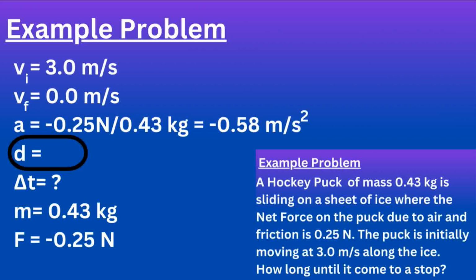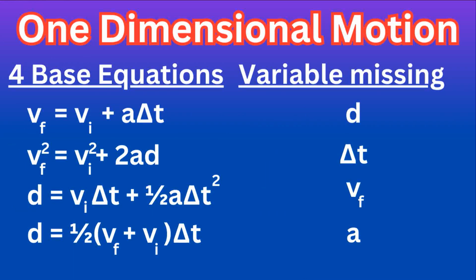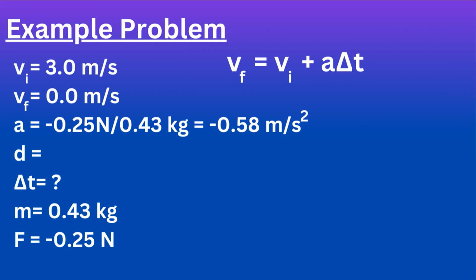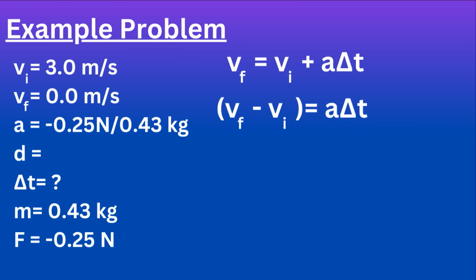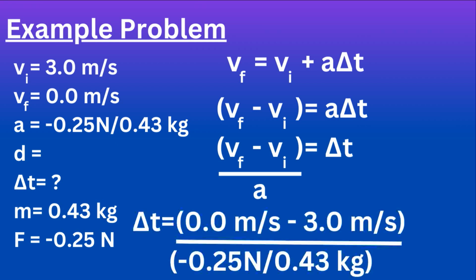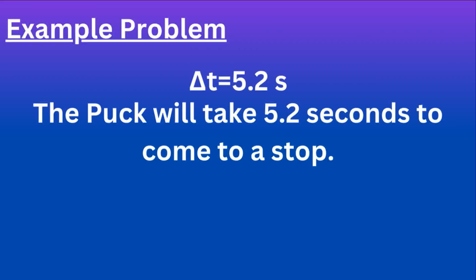When we look at our 4 equations, the equation we're going to look at is vf equals vi plus a delta t. Doing a little bit of algebra, subtracting the vi and then dividing by a, we get that delta t equals vf minus vi over a. So putting in numbers, we have 0 minus 3 divided by the acceleration, which is going to be negative 0.25 newtons divided by 0.43 kilograms. When we put these numbers into a calculator, the negatives cancel out, and we end up with 5.2 seconds as our answer for how long it'll take for the puck to stop.